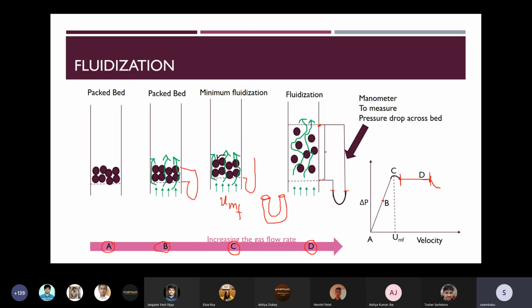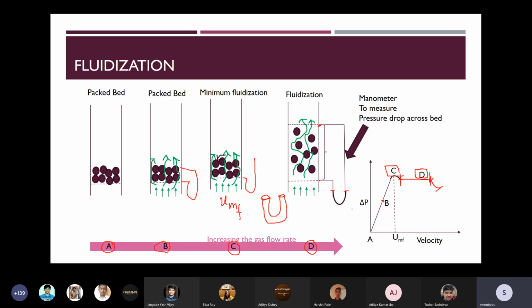Why is this increasing? Because this is a function of the length of the bed. This is a function of the length of the pneumatic transport, which further decreases. So this is the pressure profile. One important thing I want you to understand is that whatever pressure drop we attain at minimum fluidization condition will be the same for the fluidization condition. After attaining minimum fluidization, the pressure drop will remain the same.